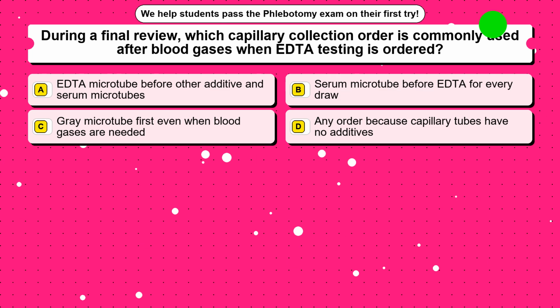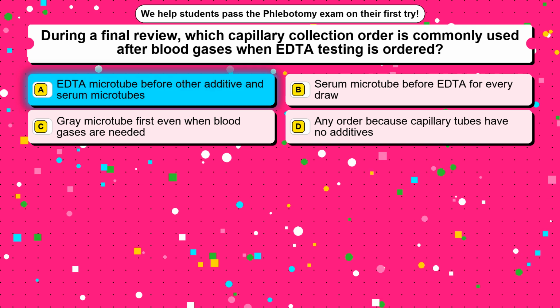Question 45. During a final review, which capillary collection order is commonly used after blood gases when EDTA testing is ordered? Option A, EDTA microtube before other additive and serum microtubes. Option B, serum microtube before EDTA for every draw. Option C, gray microtube first even when blood gases are needed. Option D, any order because capillary tubes have no additives.